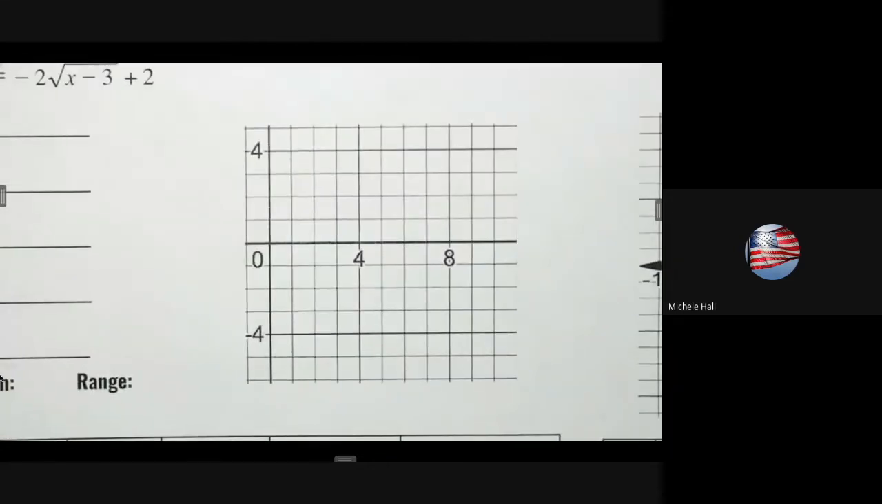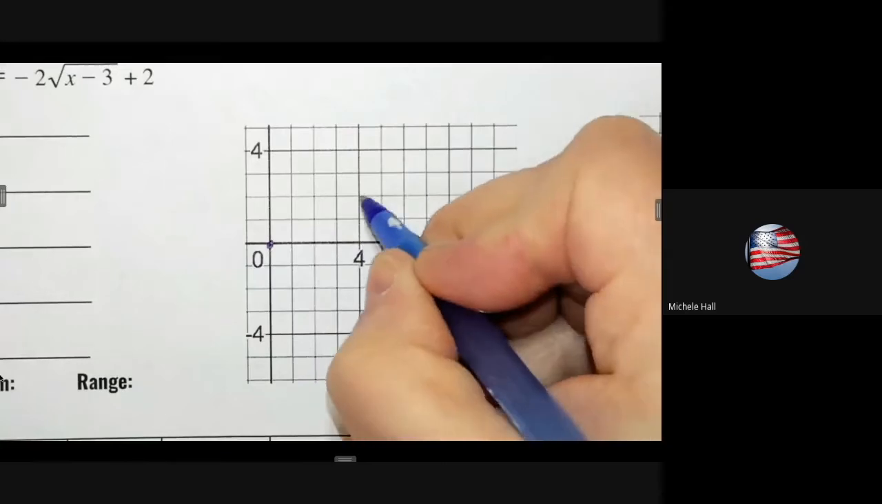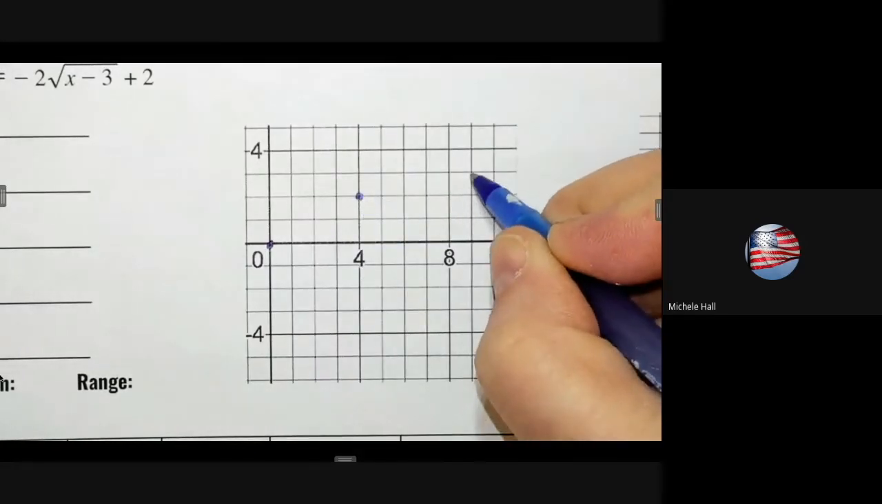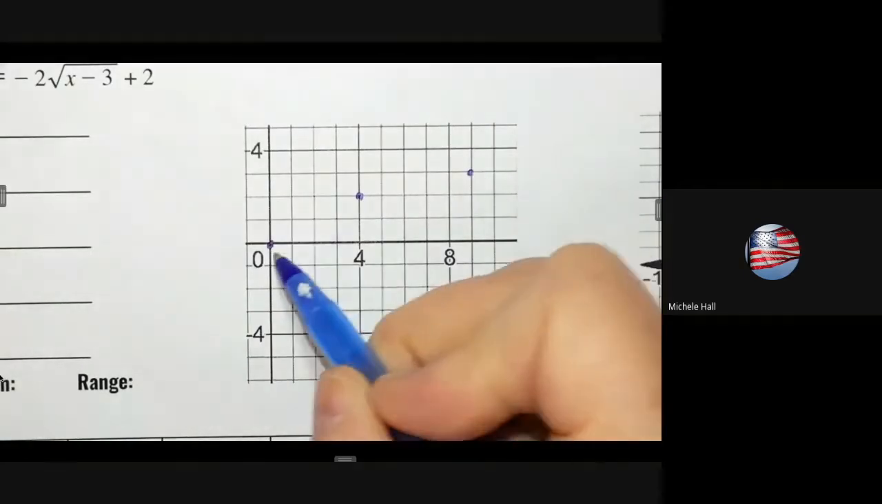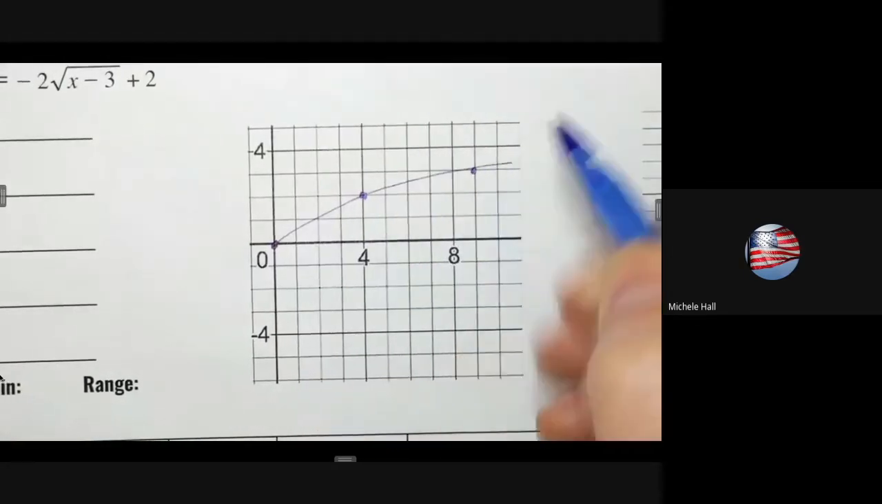We have 0, 0. When x is 4, y is 2. When x is 9, y is 3. And that's as many as we're going to get on our graph. So we'll just use those 3. And there is the square root.